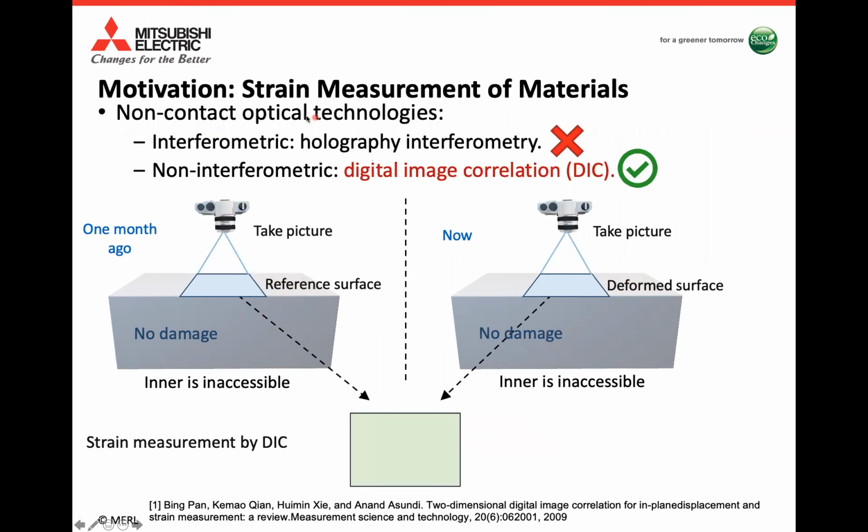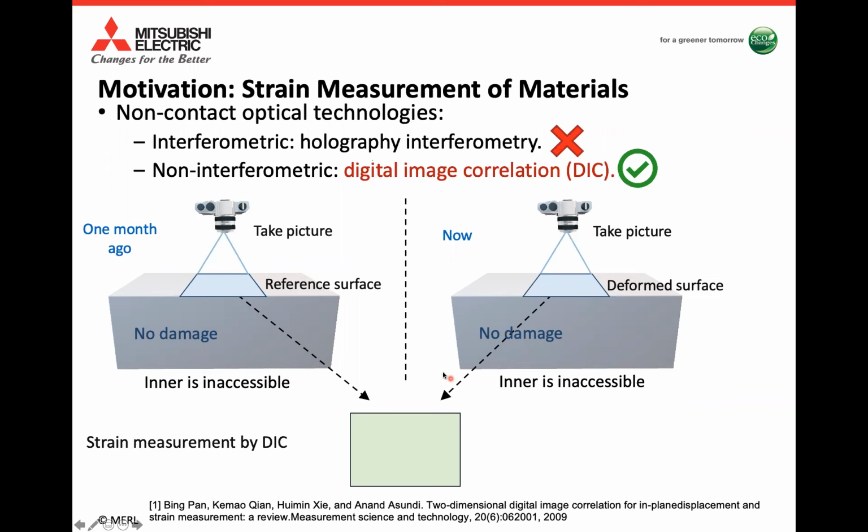There are mainly two kinds of non-contact optical technologies. One is interferometric. However, the experimental equipment and conditions are hard to satisfy in many scenarios. So we choose another kind, non-interferometric. Among them, a widely used one is digital image correlation, DIC. By comparing the reference surface and deformed surface, we can use DIC to get strain measurement.